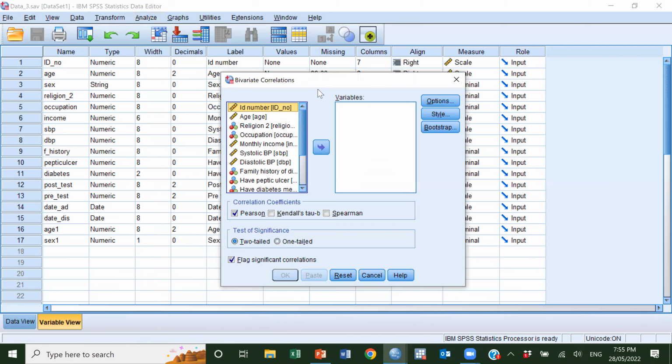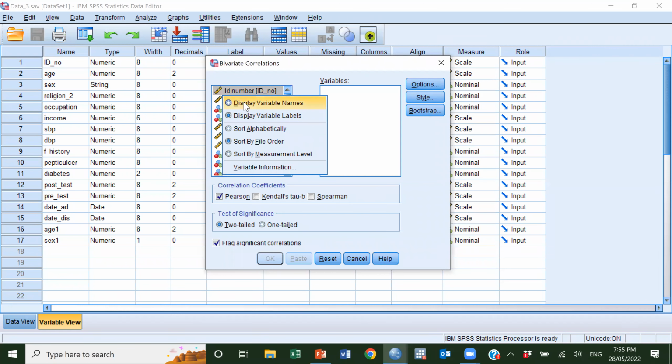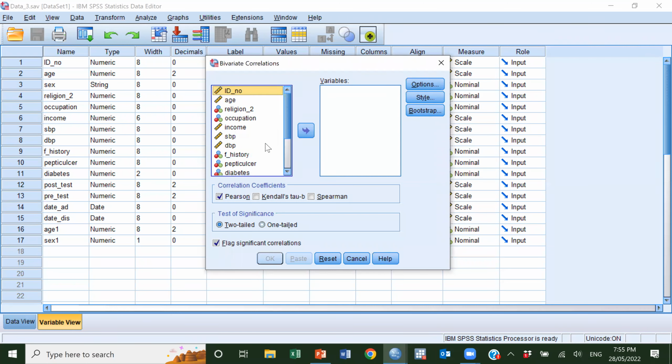Okay, so we want to find correlation between systolic and diastolic blood pressure. Just select these two variables and push them into the variables box.